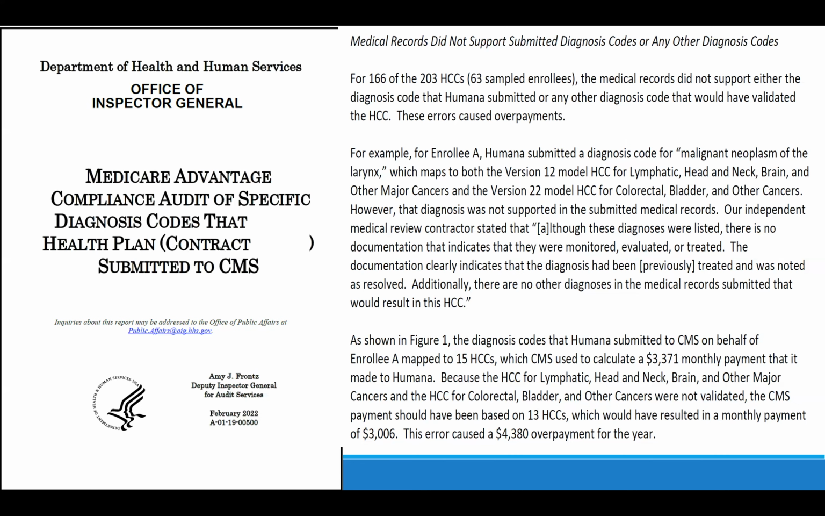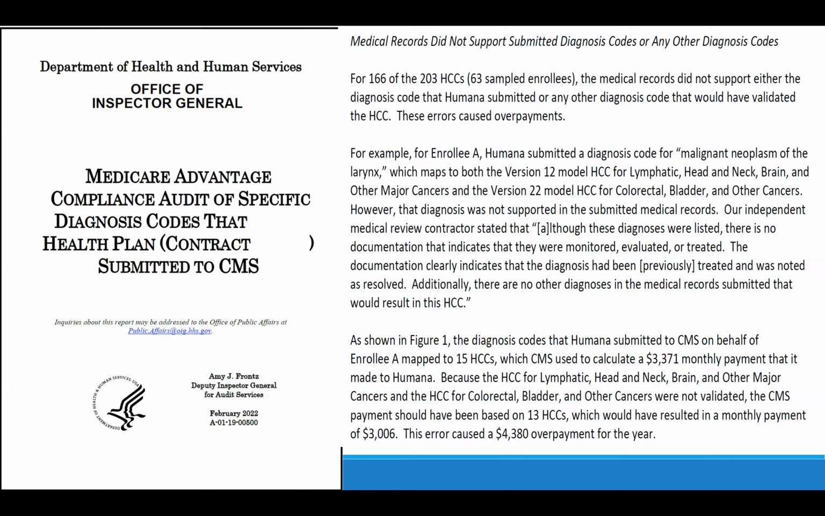So documentation clearly indicates that the diagnosis had been previously treated and was noted as resolved. So this is one of the big errors in the neoplasm category, where the documentation shows one thing, but the coding shows another, and it results in overpayments.